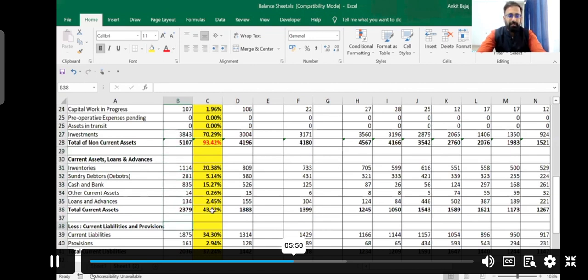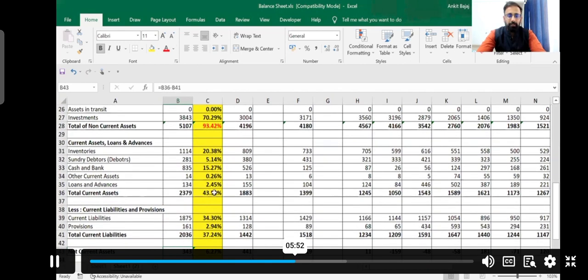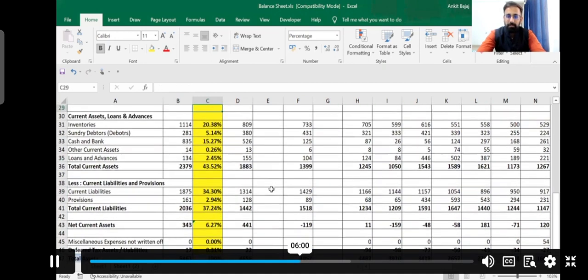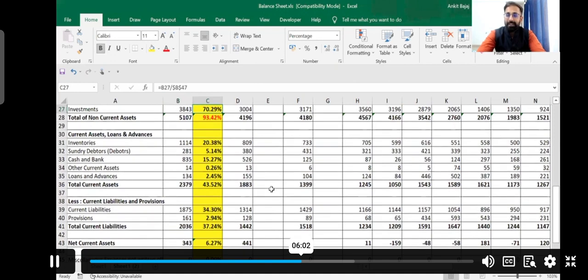Now if I calculate the total weight of current assets, what is the total weight of current assets? It is 43.52%. We have to adjust current liability also. Here they have used a different format, right? Here they are showing current liability on the asset side, which they are reducing from current assets. So this is going to be net working capital, right?